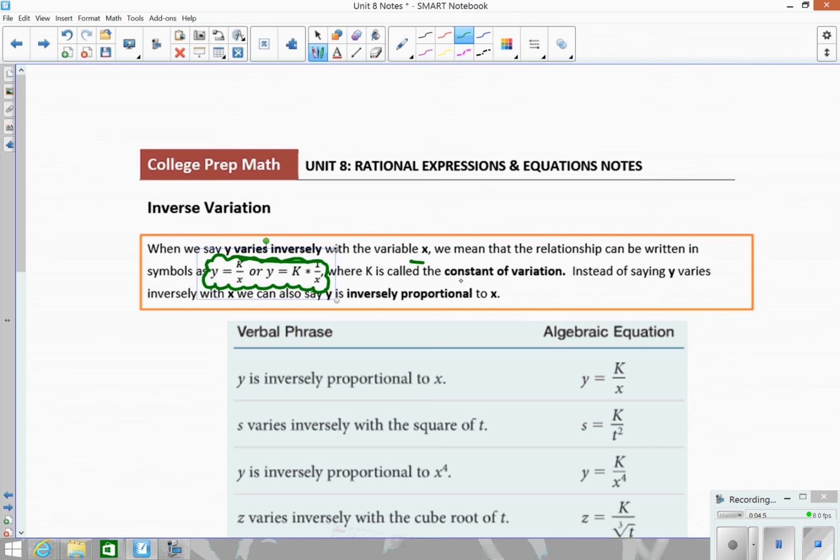Again, k is still called the constant of variation. And just like the other one, another way we can say this is using the word proportional. Instead of saying y varies inversely with x, we can say that y is inversely proportional. So if you see varies inversely or inversely proportional, it means the same thing.